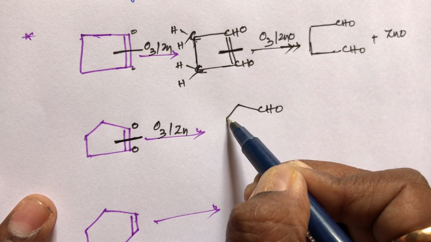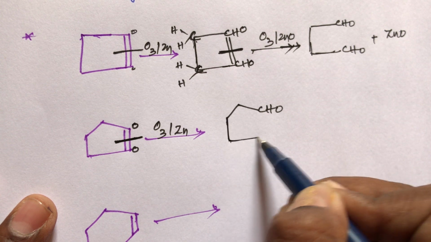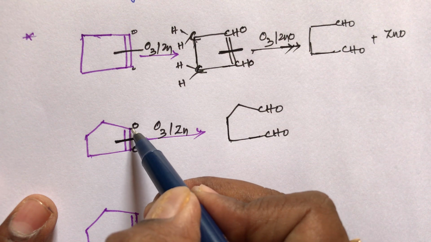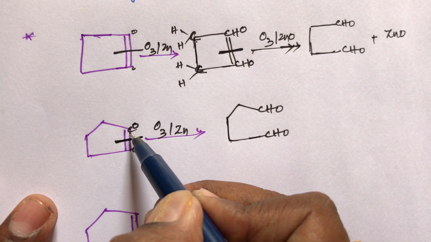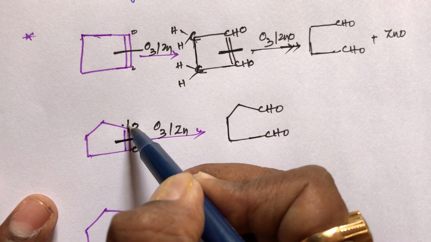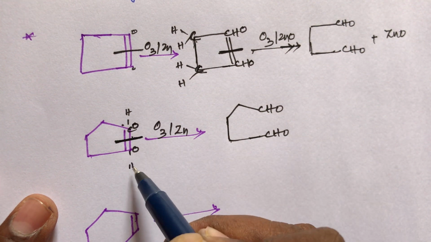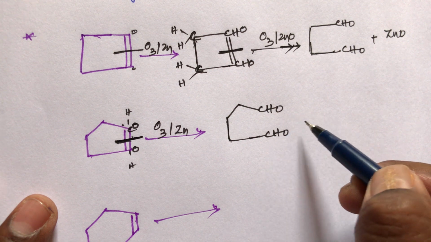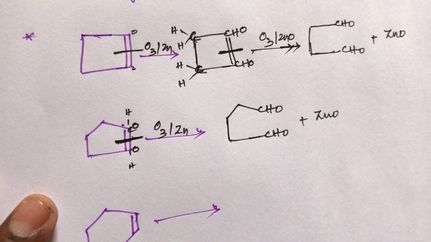CHO, then CHO. Why? Because this carbon already has three bonds and one hydrogen is there, so we add one more hydrogen. So we get CHO, CHO. Simple double bond cutting, that is CHO plus ZnO.